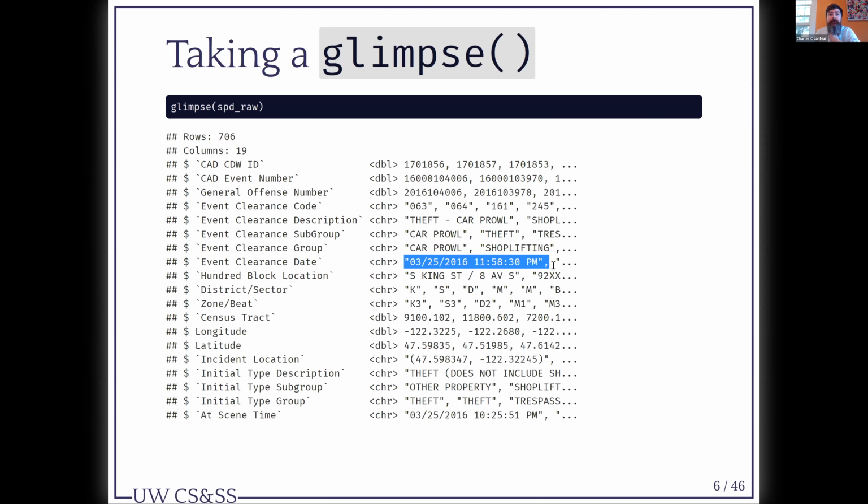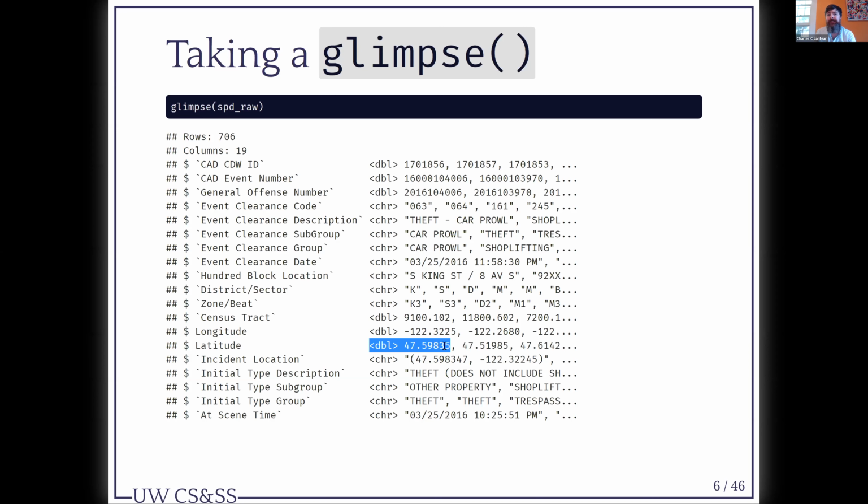It occurred at a given time, at a given location, but the location data is provided in a number of different ways. If you're working with the police department, you might work in zones or beats or sectors. If you're interested in where something happened in plain human language, you might look at the 100-block location. So this is South King Street and 8th Avenue South. If you're familiar with the layout of Seattle, you know exactly where this occurred. But more useful to us for mapping is going to be the actual longitude and latitude values here, which will allow us to precisely plot the locations of these things, okay?